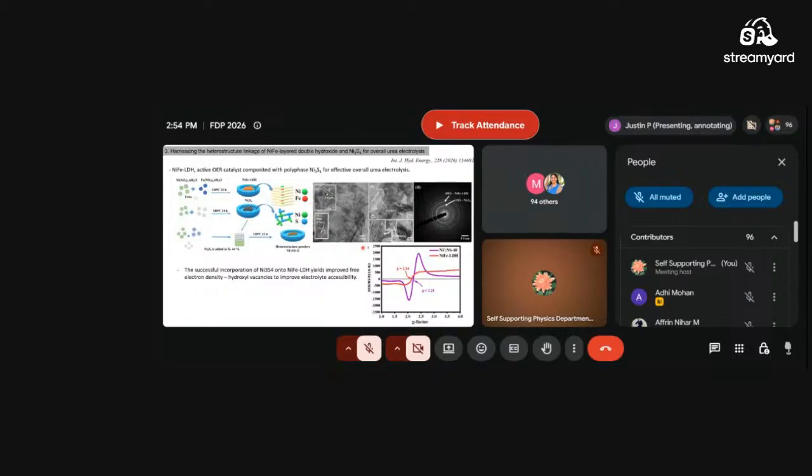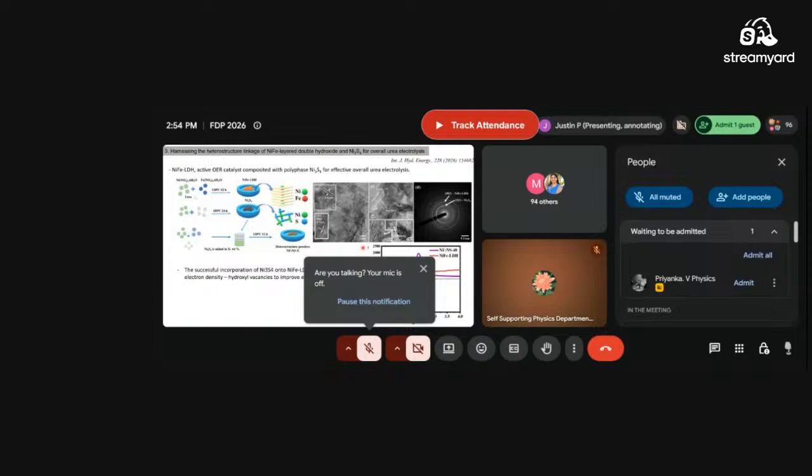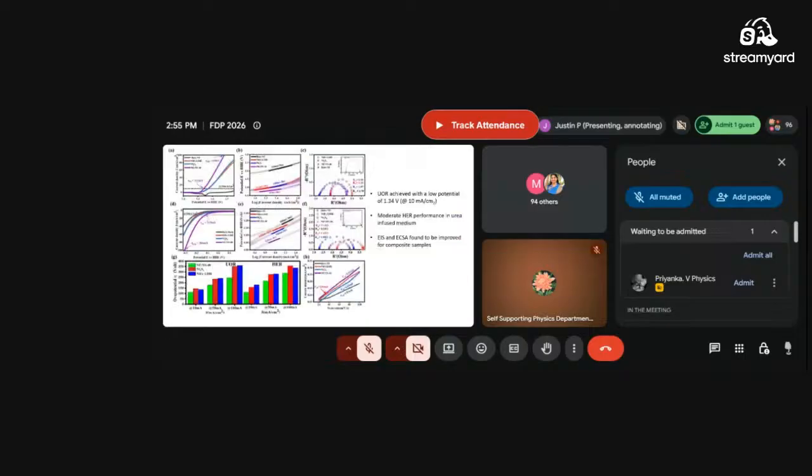In that case also we employed nickel iron layered double hydroxide, which is a very famous group for OER, a highly active transition metal material. Nickel iron LDH is a very popular OER material. We added nickel Na3S4, a polyphase nickel sulfide, and it exhibits very good properties in overall urea electrolysis. For example, it exhibits a potential of 1.34, which is a very good value in the context of UOR, and a Tafel slope also less than 100. In the previous case, we always reported above 100.